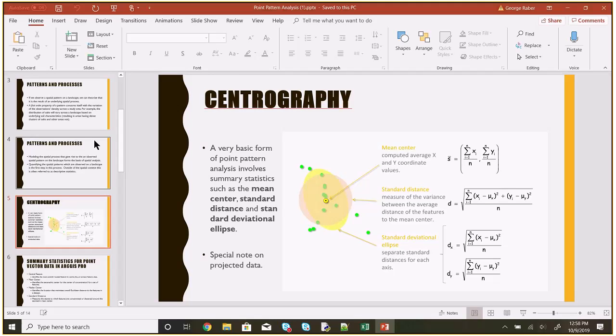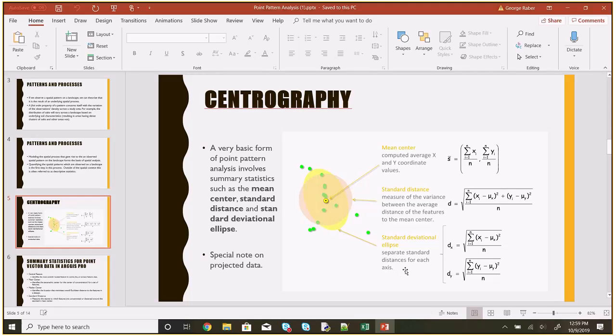So if I have a bunch of points, by the way, we call these things measures of centrography. Okay. So if I want to find out the average location of a bunch of points, I can compute what's called a mean center. What I do is I add up all the x's and I add up all the y's, and then I divide each one of those numbers by the number of points. And then I get my average x and my average y. That's how I create a mean center.